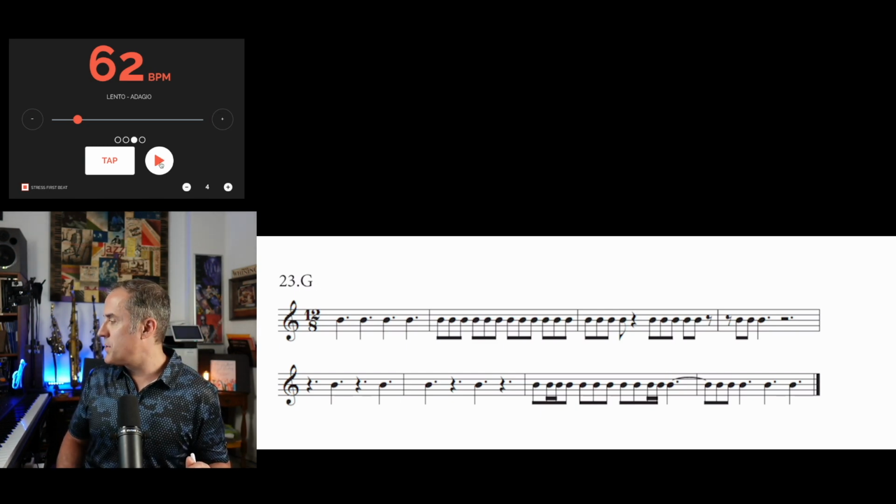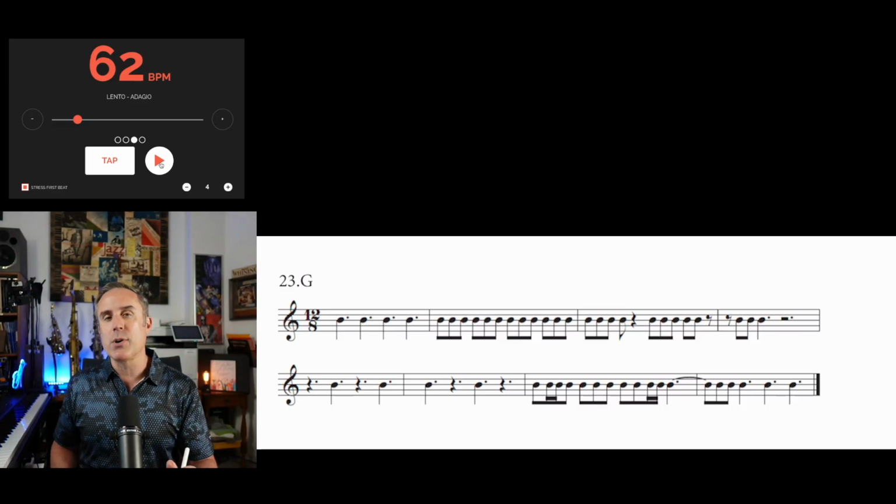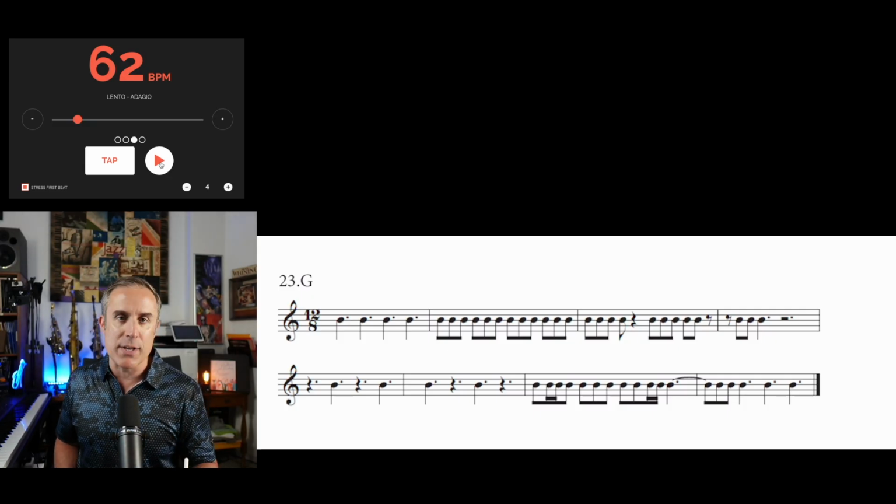Okay, let's stop that metronome. There's a lot of fun rhythms in exercise 23G. I hope that you vocalized along with me, because right now we're going to go to my website, we're going to find the MP3 quote-unquote answer for this exercise and see if we did it right.